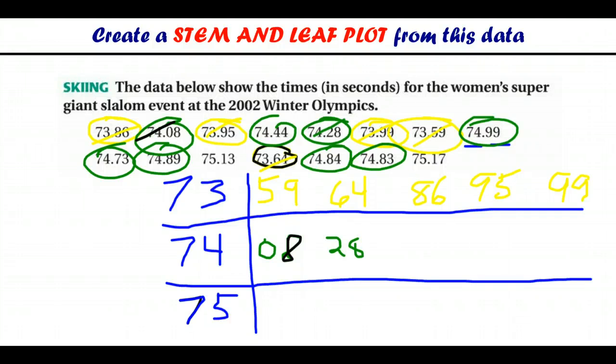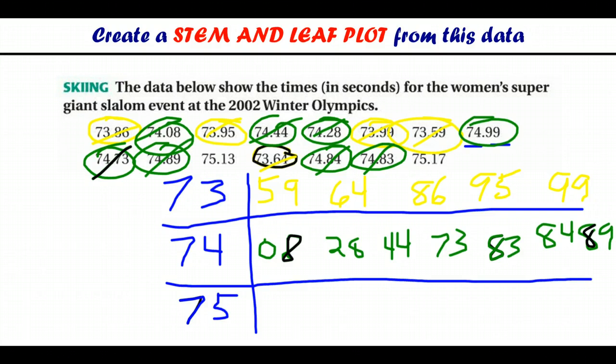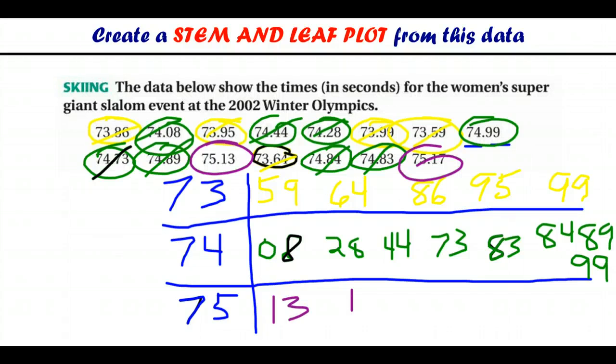7428, 7444, 7473, 7483, 7484, 7489, and then I have 7499 sitting down here since I'm running out of space. And then finally, we're off to our two 75s, 7513 and 7517.